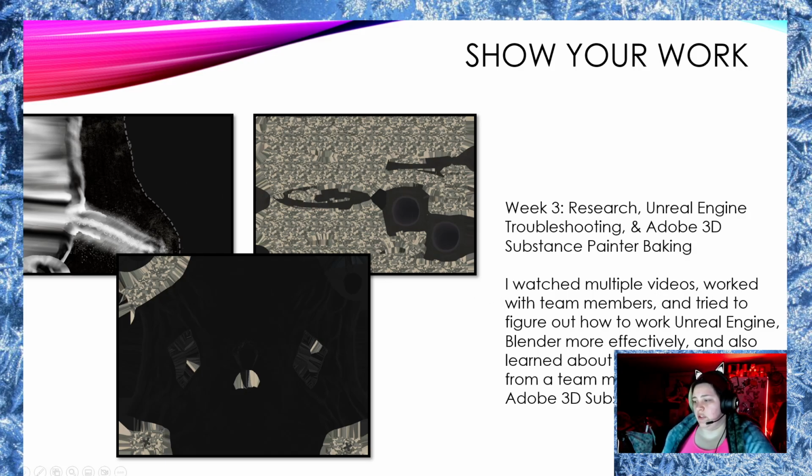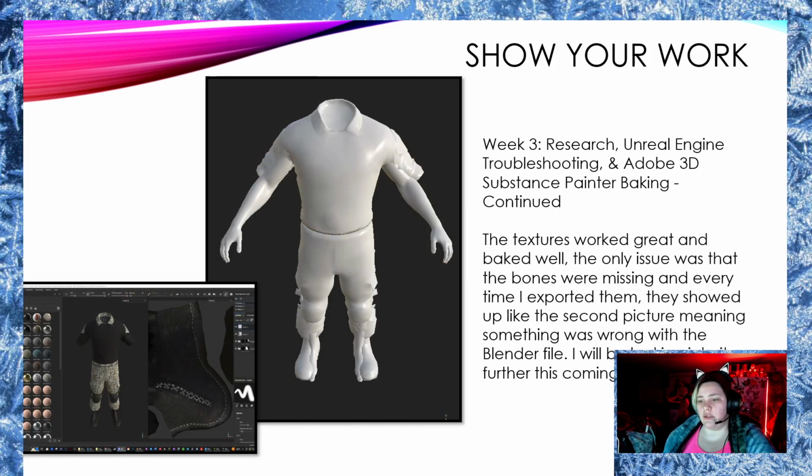So I watched multiple videos and worked with team members and tried to figure out how to work with Unreal Engine and Blender more efficiently, and also learned about baking and how to do it in Adobe 3D Substance Painter. That's when I tried to totally get the finished mesh out for our first character custom outfit. So here you can actually see what happened.